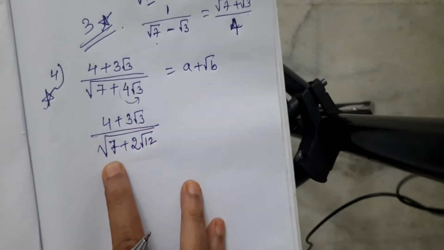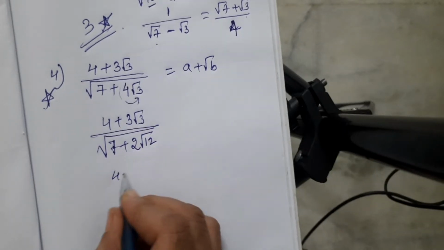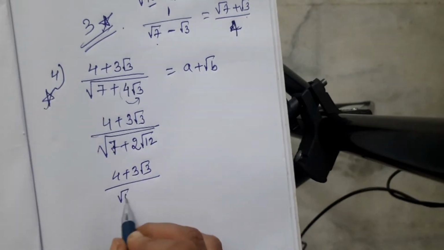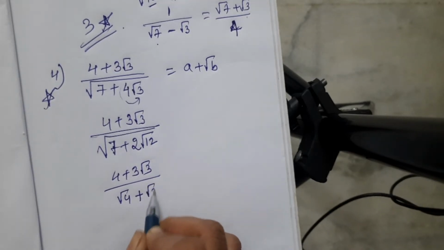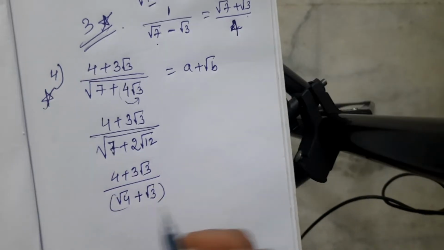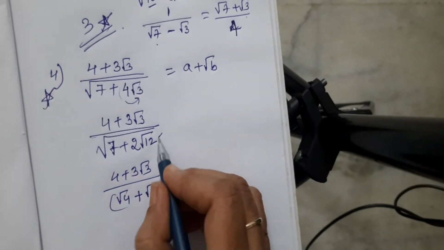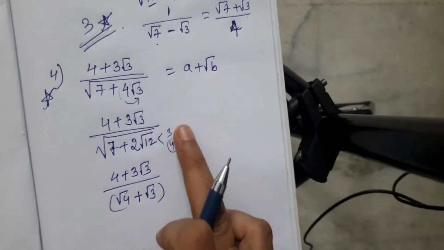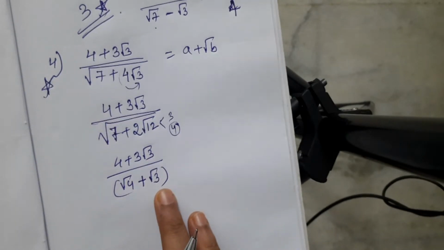4 plus 3 is 7. So our answer will be √4 + √3. Directly we can do this step. Find out its multiples, and whatever bigger number is there, write that first, the smaller number afterwards.